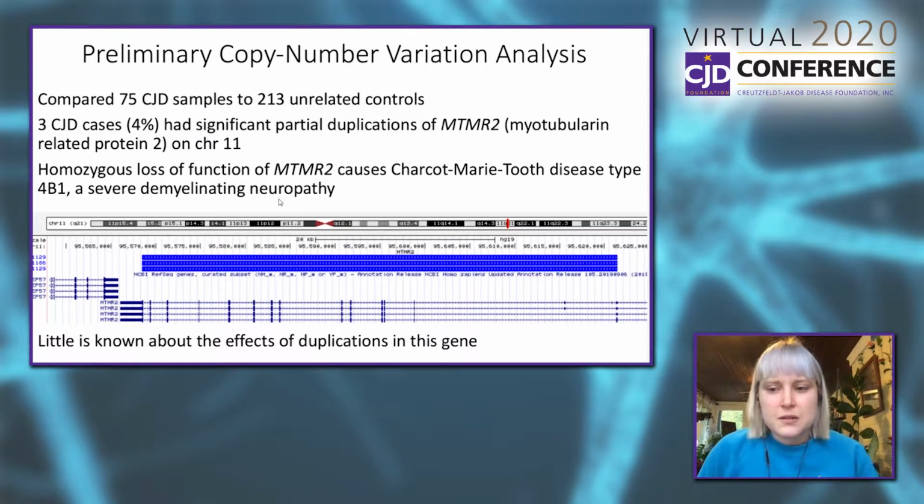So there's a lot known about deletions of this gene that cause this demyelinating neuropathy, but little is known about the effects of duplications in this gene. So potentially it could be some kind of gain of function. Again, we would need to look at more people to replicate this.